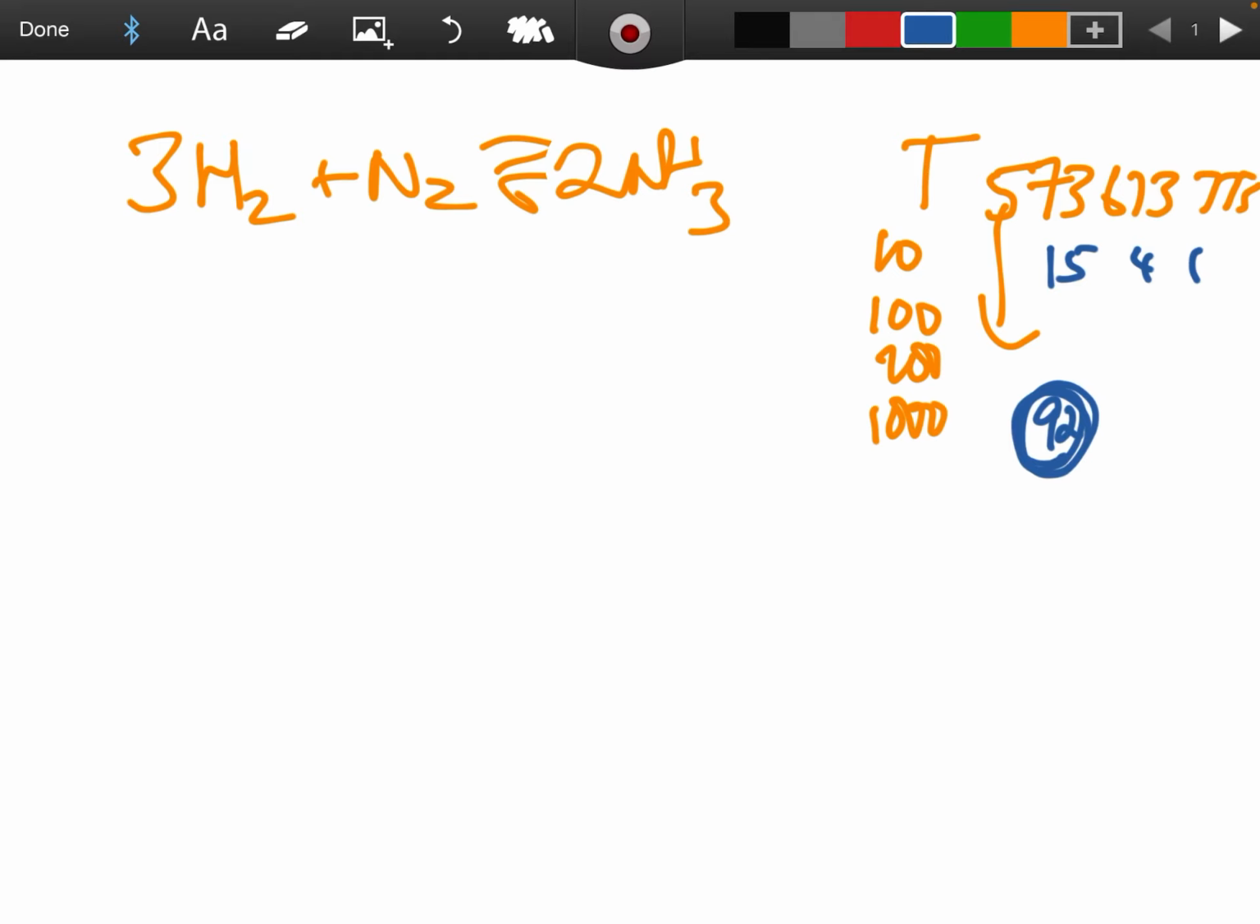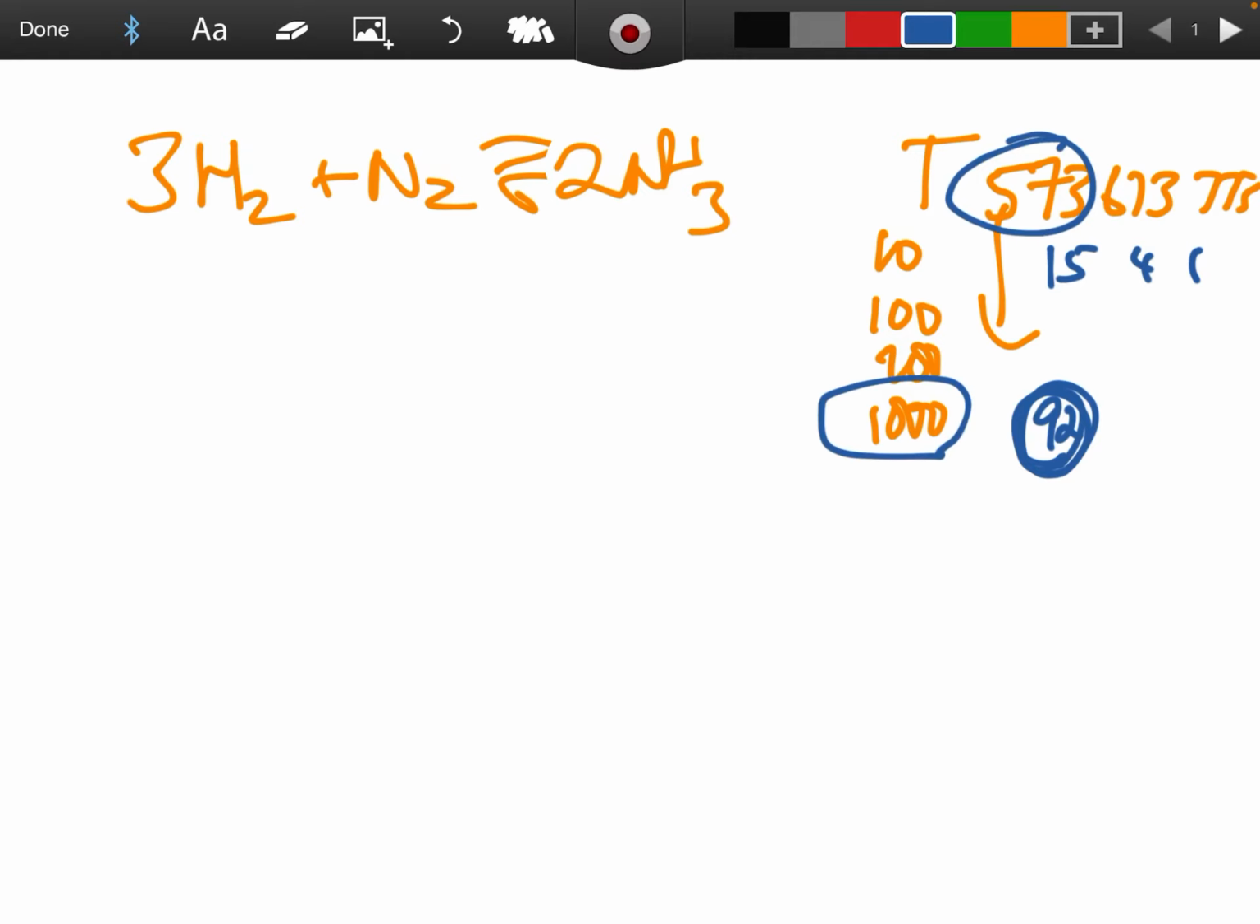So the first question is, from the table, the conditions of temperature and pressure at which the highest yield of ammonia is obtained. Well, 92 is the highest yield. So it's 1,000 atmospheres and 573 Kelvin. Use your units now as well.